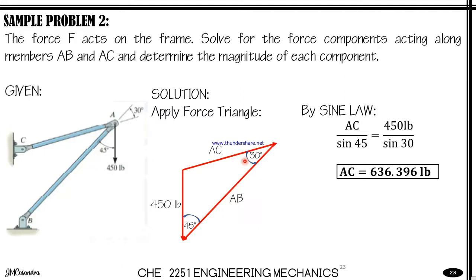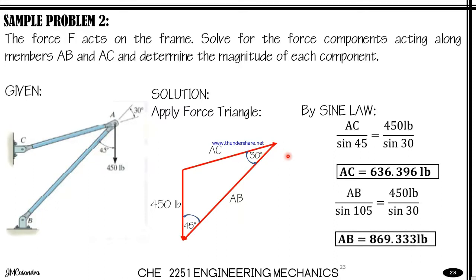636.396 pounds. And then we have for AB, this is now AB over sine 105. So 105 is taken from 180 minus 45 minus 30, and it's equal to 450 divided by sine 30, and it will give us a value of 869.333 pounds. So we can use this if we are only solving for the magnitude of the force. If we want to solve for the direction, we will have another way of solving the values.